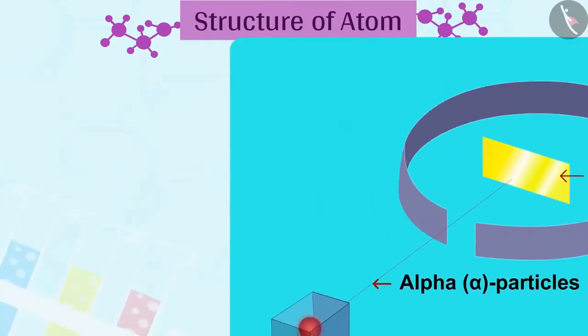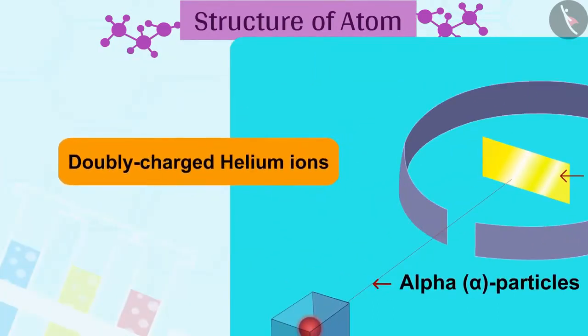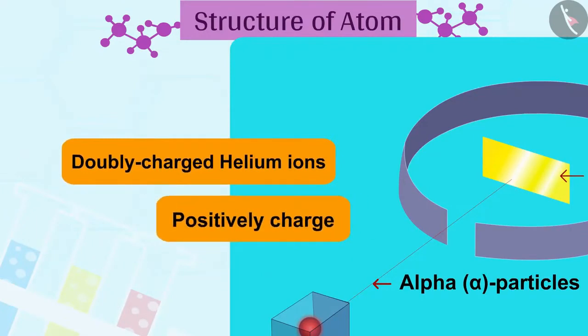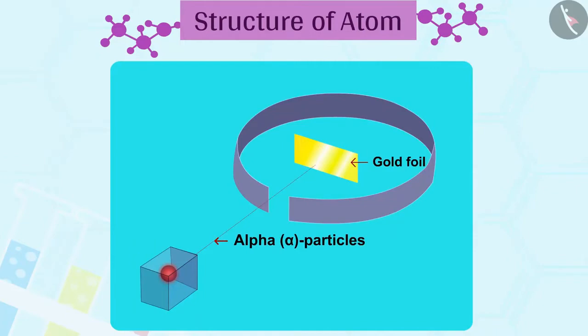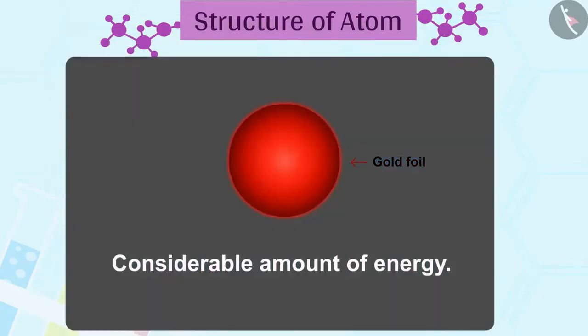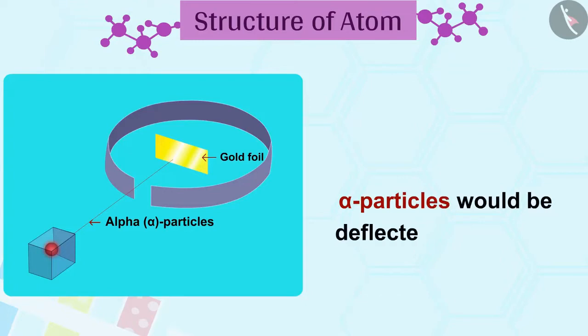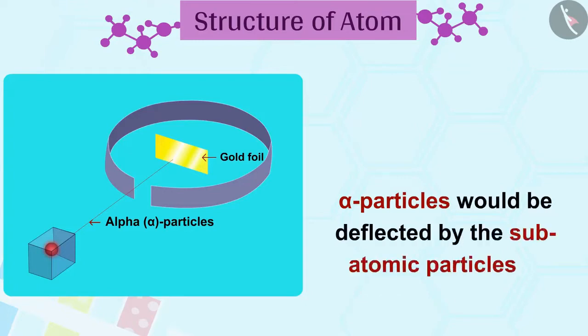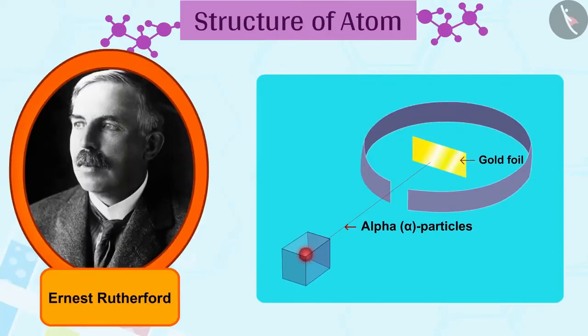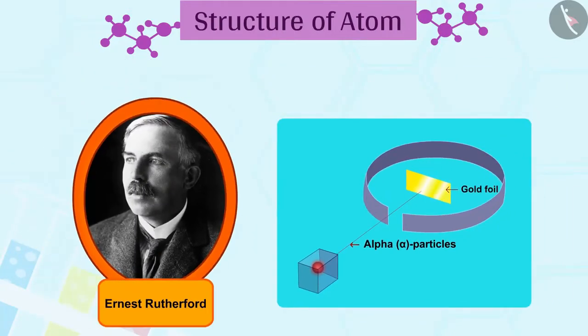2. Alpha particles are doubly charged helium ions, and they are positively charged. And since they have a mass of 4u, the fast-moving alpha particles have a considerable amount of energy. 3. It was expected that alpha particles would be deflected by the subatomic particles in the gold atoms. Since the alpha particles were much heavier than the protons, he did not expect to see large deflections.